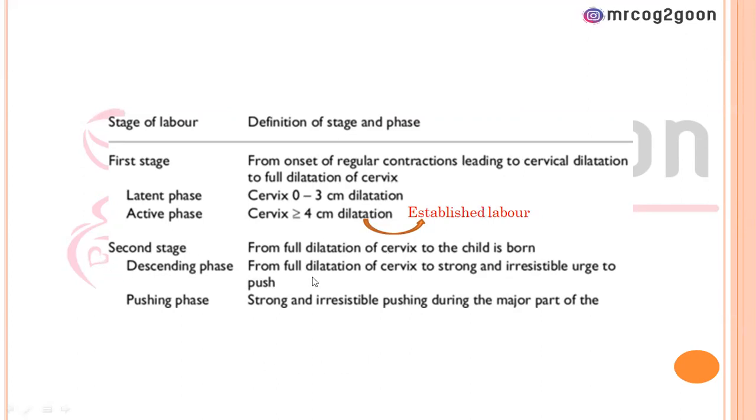Second stage, from full dilatation to childbirth. They say there's a descending phase and a pushing phase. The descending phase is from full dilatation till she has the urge to push, and the pushing phase is from the start of the urge to push to the delivery of the fetus.